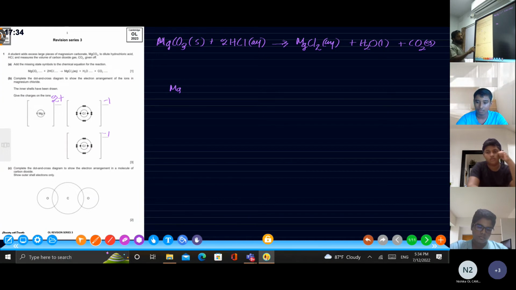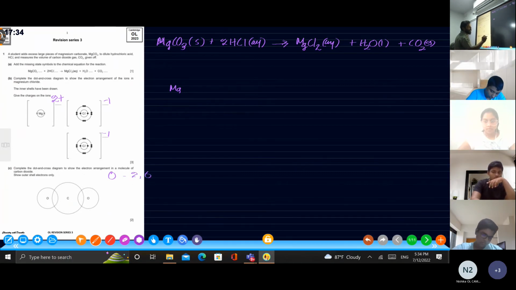Complete the dot and cross diagram to show the electron arrangement in molecules of carbon dioxide. What you can do is you can write down the answers in the assignment, and the papers are available, right? And oxygen is 2, 6. So oxygen needs 2, right?